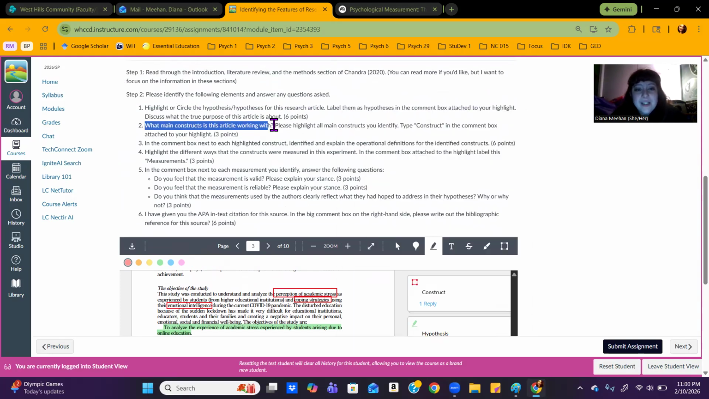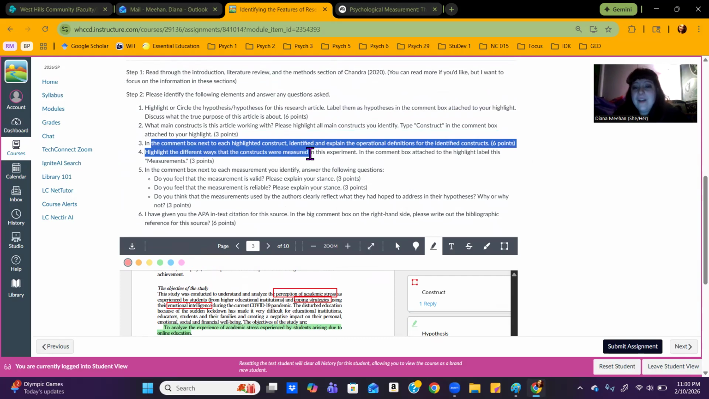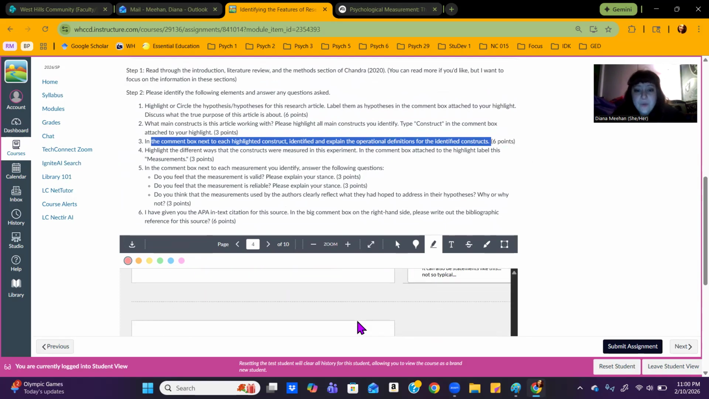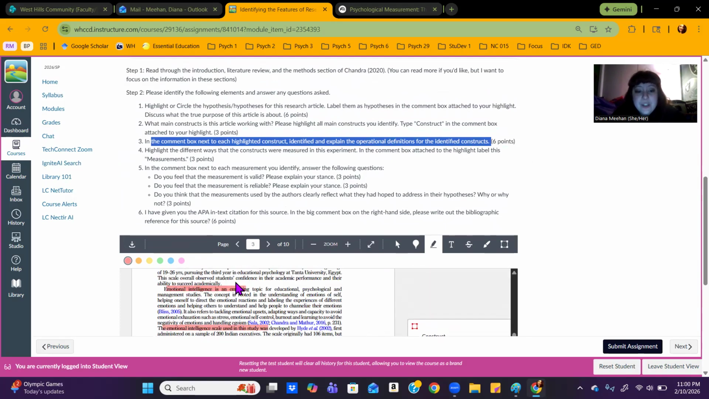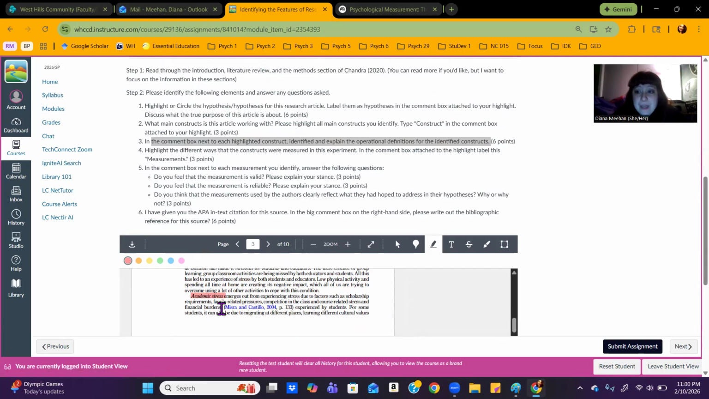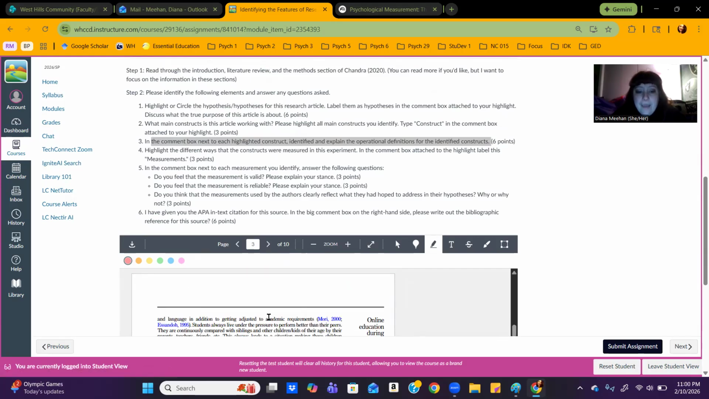And I said up here, what are the main constructs that the article is working with? Highlight all the main constructs. And then in the comment box next to each construct, identify the operational definitions for the identified constructs. So operational definitions for these could be up here in the literature review, where we find them because they're talking about the foundation of what they are. They're defining emotional intelligence here. They're defining academic stress here.